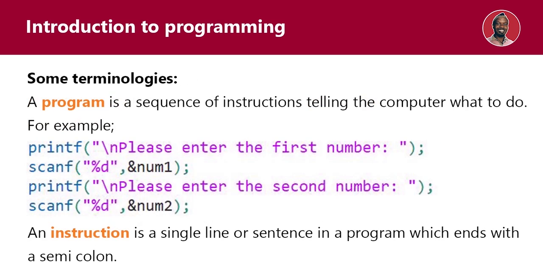So some terminologies: a program is a sequence of instructions telling the computer what to do. For example, I've shown you a sequence of instructions. So these are the instructions that are written line by line, and the execution of the program also occurs line by line from top to the bottom. We shall understand what these lines of code mean later. So what is an instruction? It is a single line or sentence in a program which ends with a semicolon.